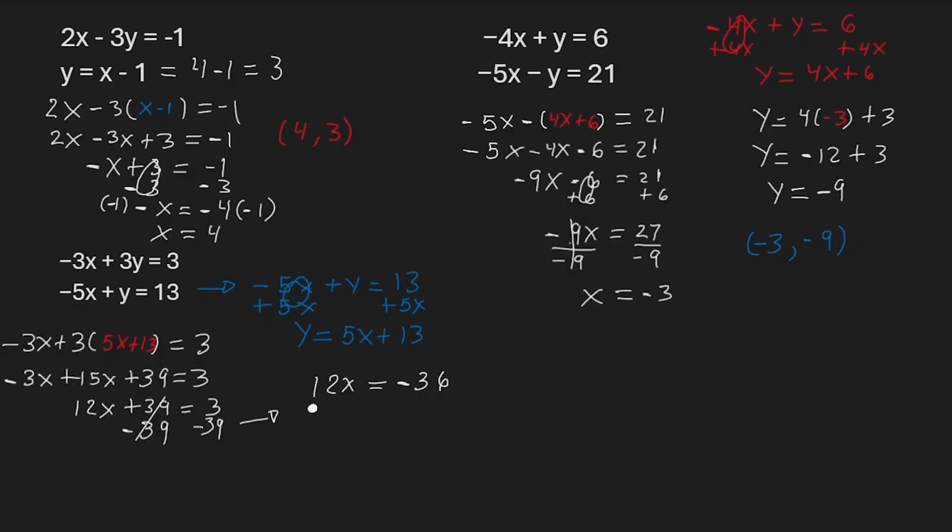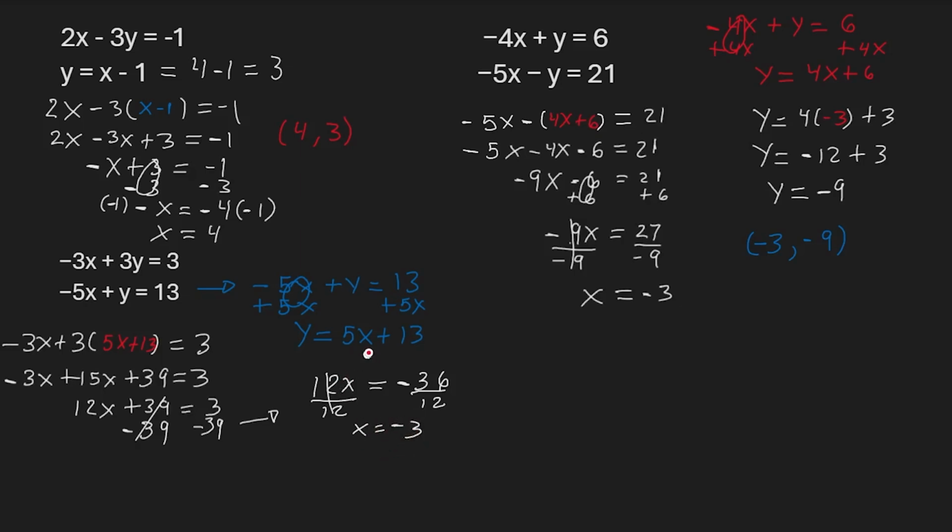The last step, we are gonna divide by 12. Divide by 12. So that's how the answer should be. X equals, and this is gonna be negative 3. Negative divided by a positive, the answer should be negative. And that's how you get the value for x.